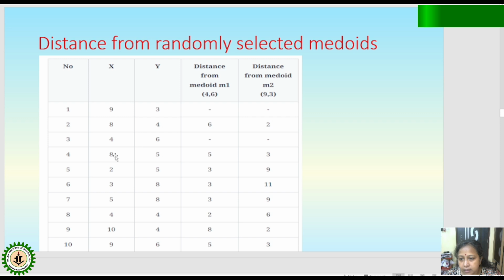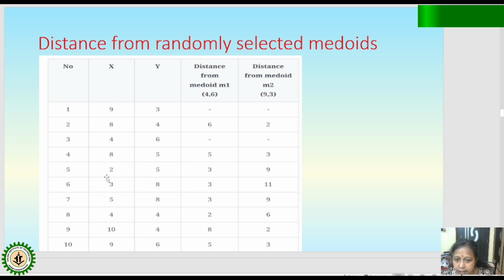Consider the fourth data point, 8,5. Find the Manhattan distance from 8,5 to the medoid 4,6. After calculating, the distance is 5. Next, the distance from 8,5 to the other medoid 9,3 is 3. Now, 8,5 is close to which medoid? The data point 8,5 is very close to the medoid 9,3. So assign 8,5 to the cluster M2.